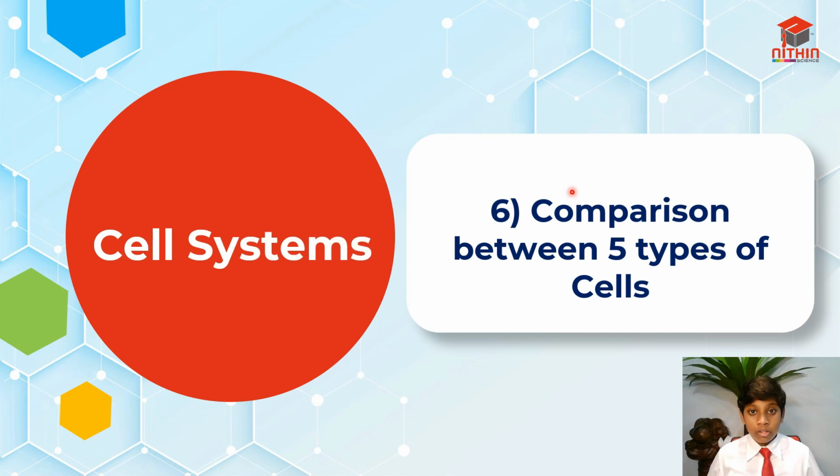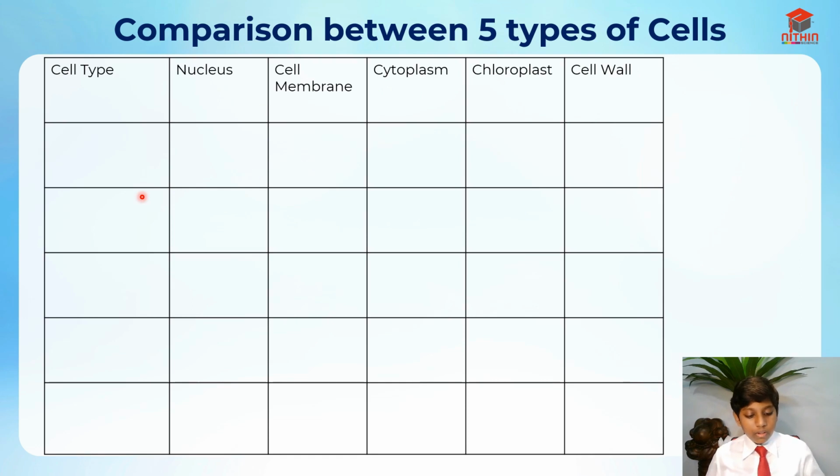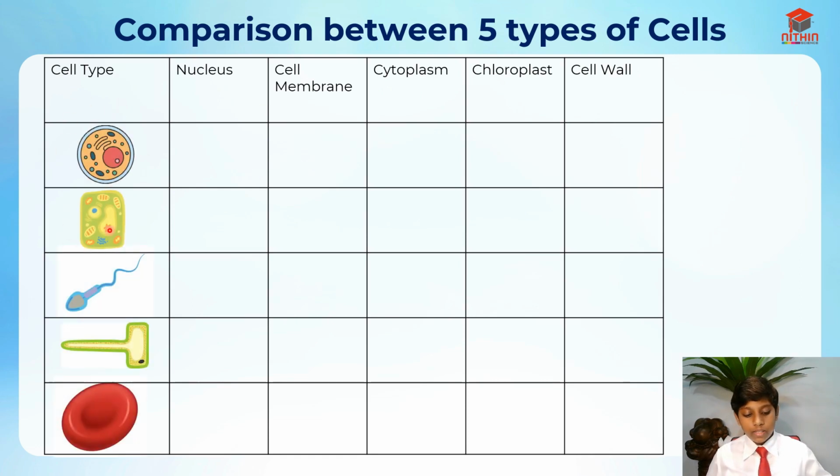This is the last segment of this video, the comparison between the 5 types of cells. These are the 5 types of cells that we have learned: first the cheek cell, next the leaf cell, next the sperm cell, next the root hair cell, and after that the red blood cell. The comparison between the 5 types of cells is basically here. The cell types are: cheek cell, leaf cell, sperm cell, root hair cell, and red blood cell.